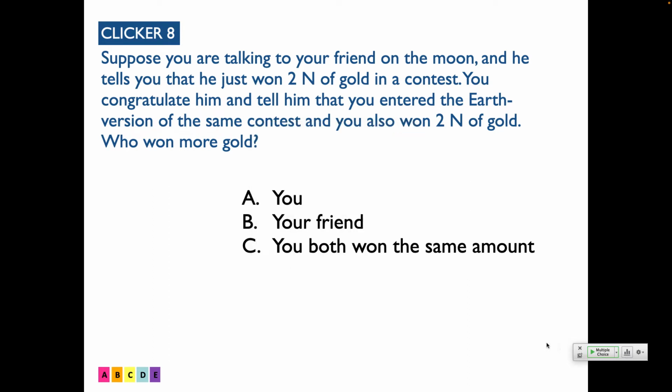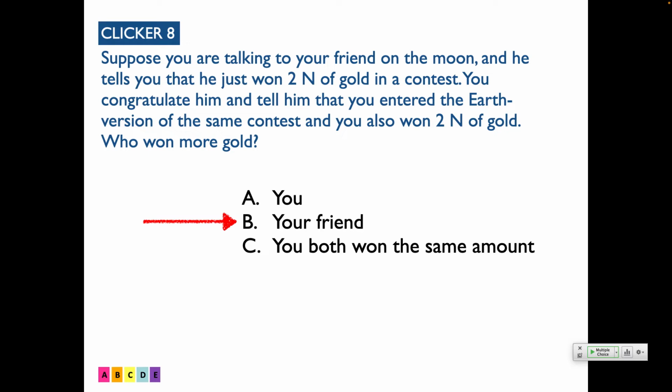All right, the answer is going to be B. Your friend has more gold. And the simplest way to think about this is, well, one, you know that things weigh less on the moon. So if you have 2 newtons of gold on the moon, you have how many newtons of gold on Earth? Multiplied by 6, so about 12, yeah. If you take the moon gold to Earth, you get 12 newtons of gold on Earth.